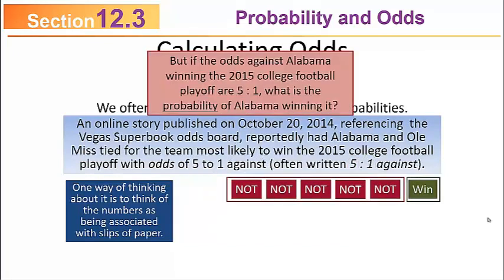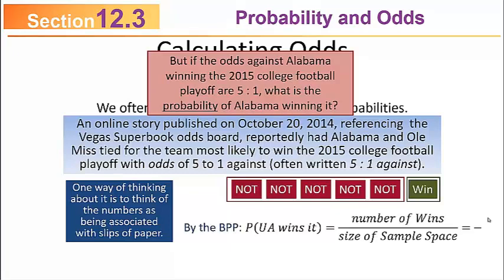If the odds against Alabama winning the 2015 college football playoff are 5:1, what is the probability that Alabama wins that? So I want to take the odds way of looking at things and change it back to a probability and show you that you can go back and forth between these two things. Well, here's how you do it. By what I call the basic probability principle, that's writing this thing as a fraction.